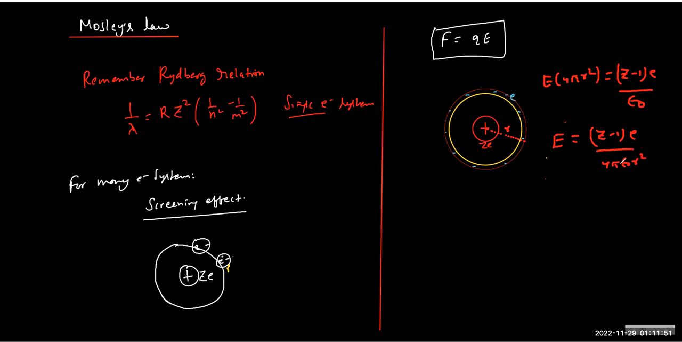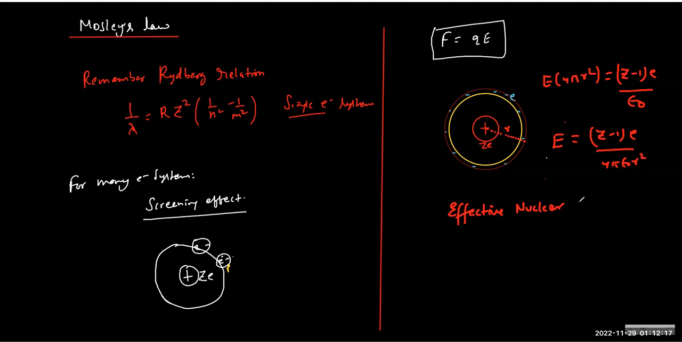So the entire derivation, if you start Bohr's theory from scratch, this will happen. This is a very simplistic model. The effective nuclear charge, what do you call this? Effective nuclear charge.